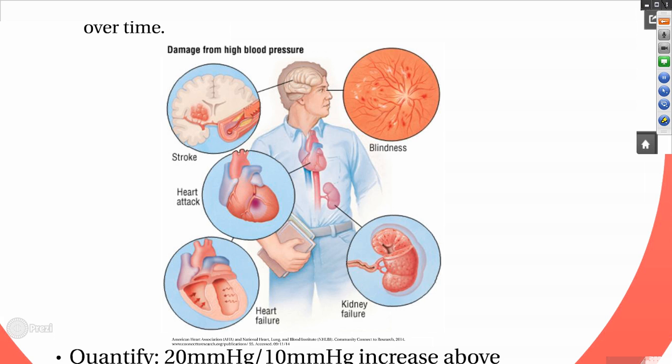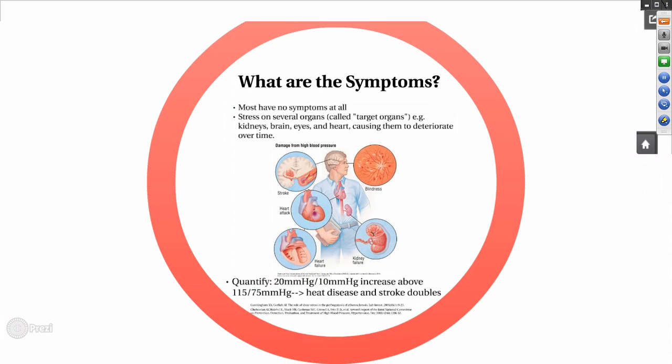Let's go to the brain now. Lack of blood flow to the brain, as you can see in this picture, causes strokes. Hypertensive people are at a 10 times increased risk of stroke versus normal people.